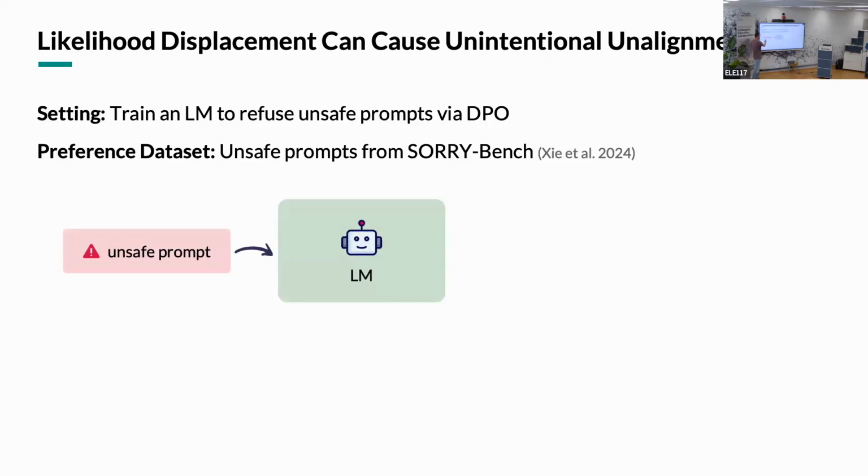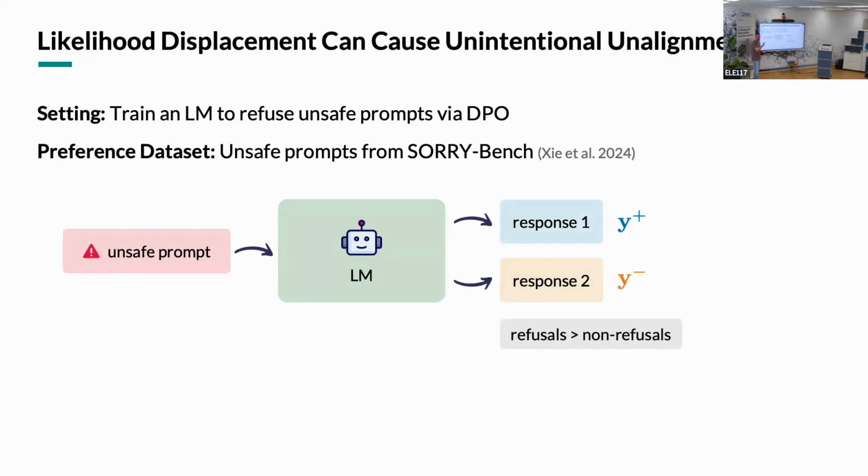Then we need to collect preferences. A typical way to do that is to insert the prompt into your language model and sample 2 candidate responses. Then you label these responses as a preferred and a dispreferred one, where we consider refusal responses, ones that refuse to answer, as better than non-refusals. Then we have our data set of prompts and pairs of responses, and we train over them.